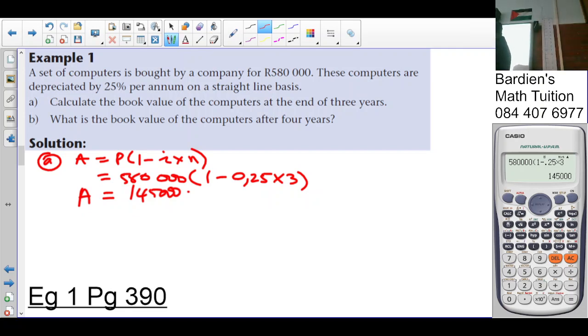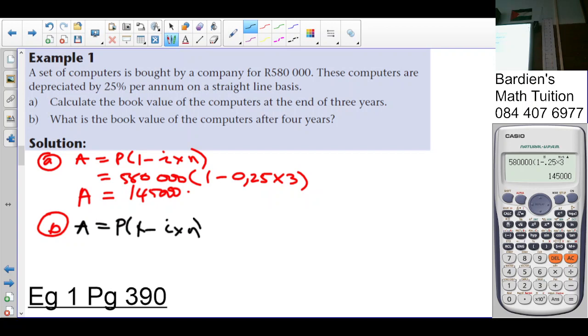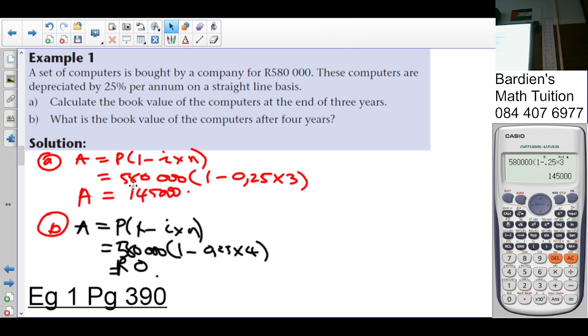Let's look at B. B says, what is the book value of the computer after 4 years? Same formula: A is equal to P into 1 minus i times n. So it's going to be 580,000 into 1 minus 0.25 times 4. It will give you an answer of 0. What does that mean? After 4 years, the computer is worth nothing. Does it make sense?